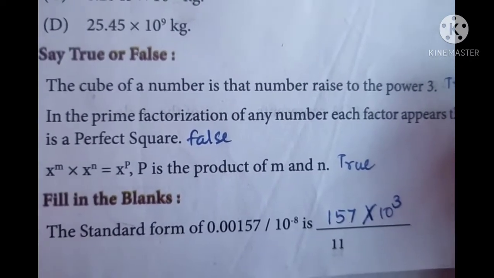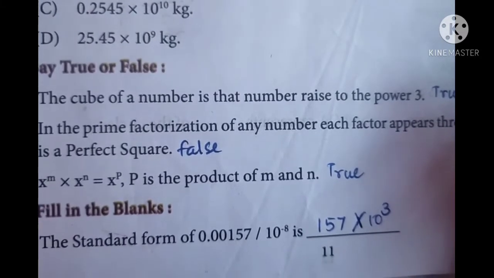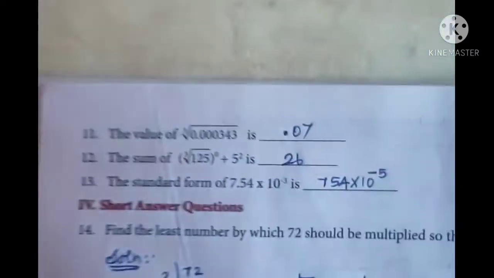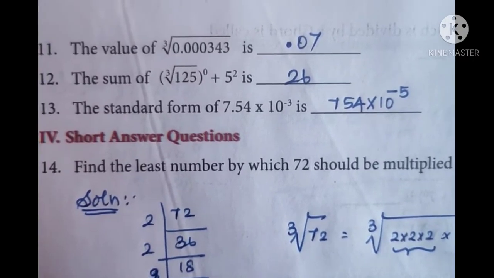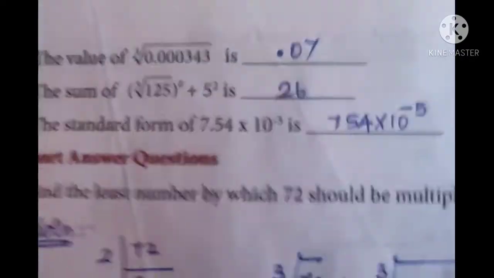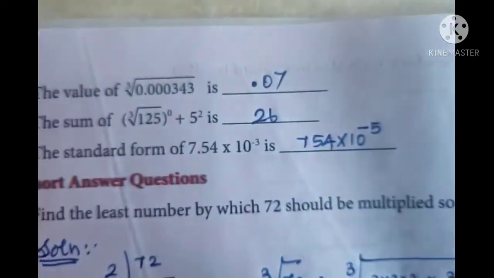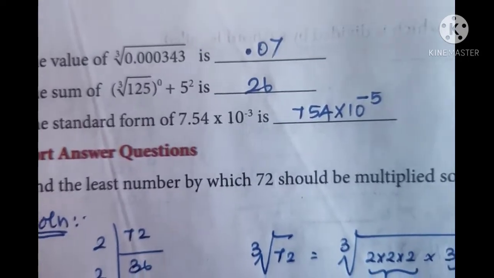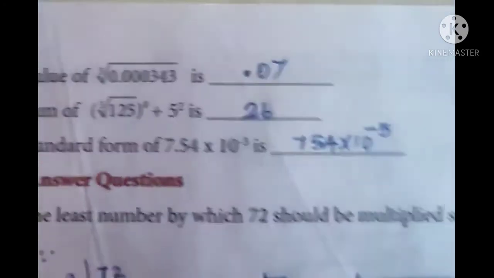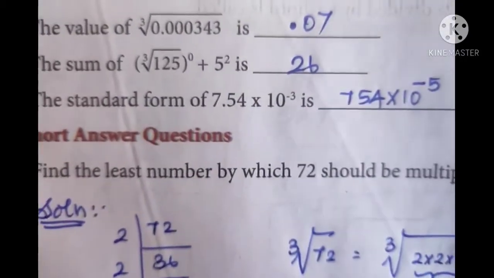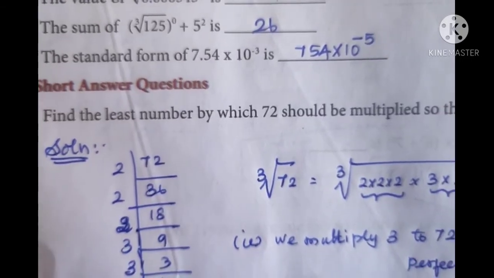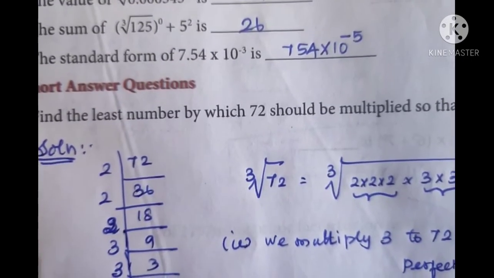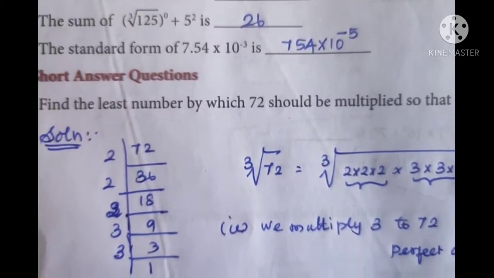The standard form of 0.00157 into 10 to the power of minus 8 is 157 into 10 to the power of minus 3. The value of cube root of 0.000343 is 0.07. The sum of cube root of 125 power 0 plus 5 square is equal to 26. Anything power 0 is 1, 5 square equals 25, then 25 plus 1 equals 26. The standard form of 7.54 into 10 to the power of minus 3 is 754 into 10 to the power of minus 5.